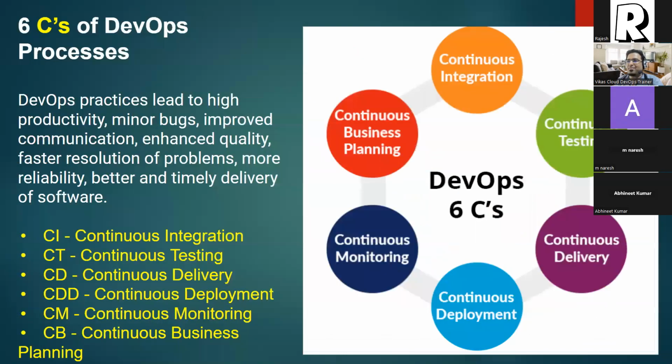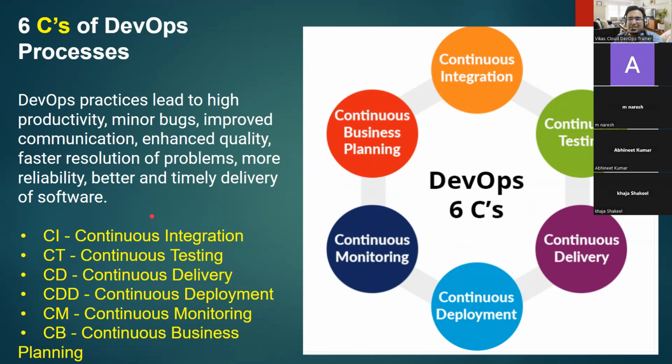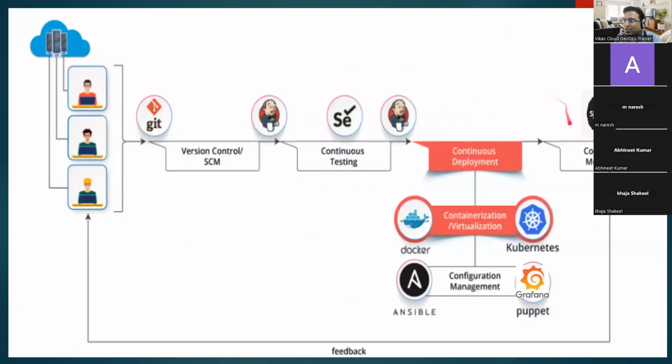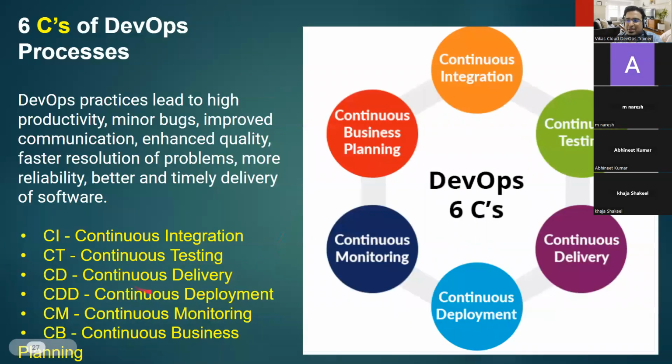No worries. Okay, guys, these are the 6C process. What exactly is it? Continuous integration: when you write code and testing happens automatically, that is known as continuous integration. If continuous testing is happening, that is called continuous testing. If moving from one environment to another happens automatically, that is known as continuous delivery. If everything is working properly, that is known as continuous deployment.